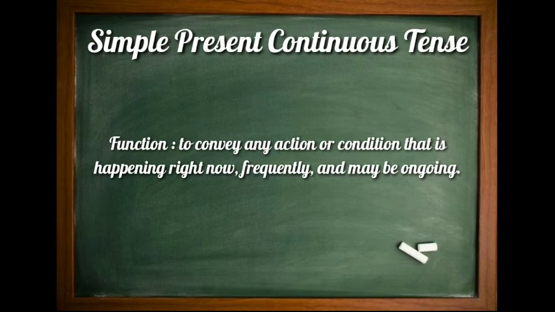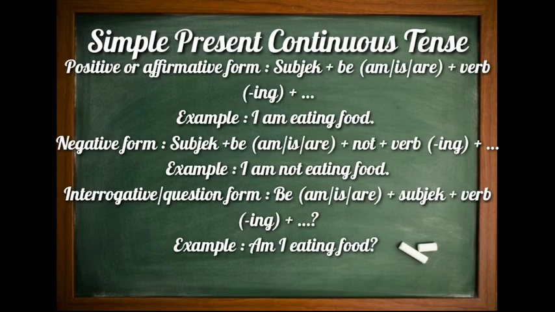Well guys, next I would like to explain about the present continuous or present progressive tense. According to Grammarly, the present continuous or present progressive tense is a way to convey any action or condition that is happening right now, frequently, and may be ongoing. It adds energy and action to writing, and its effect helps readers understand when the action is happening. In applying the present continuous tense in sentences, you need to remember the formula. And here are the formulas.